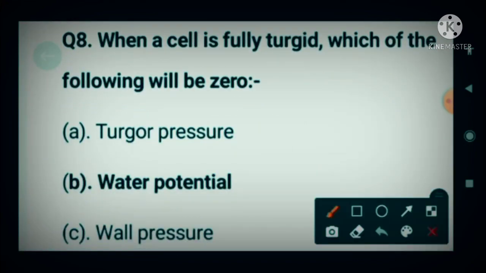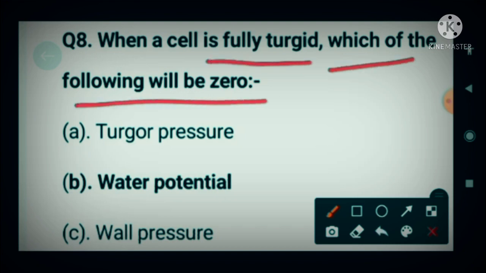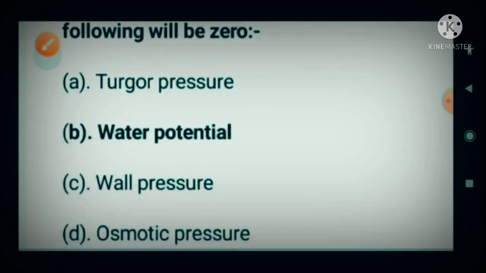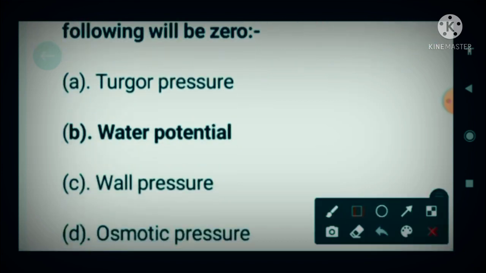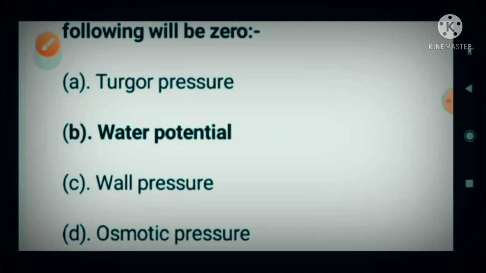Next question is: when a cell is fully turgid, which of the following will be 0? Turgor pressure, water potential, wall pressure, osmotic pressure. The right option is option B, that is water potential.